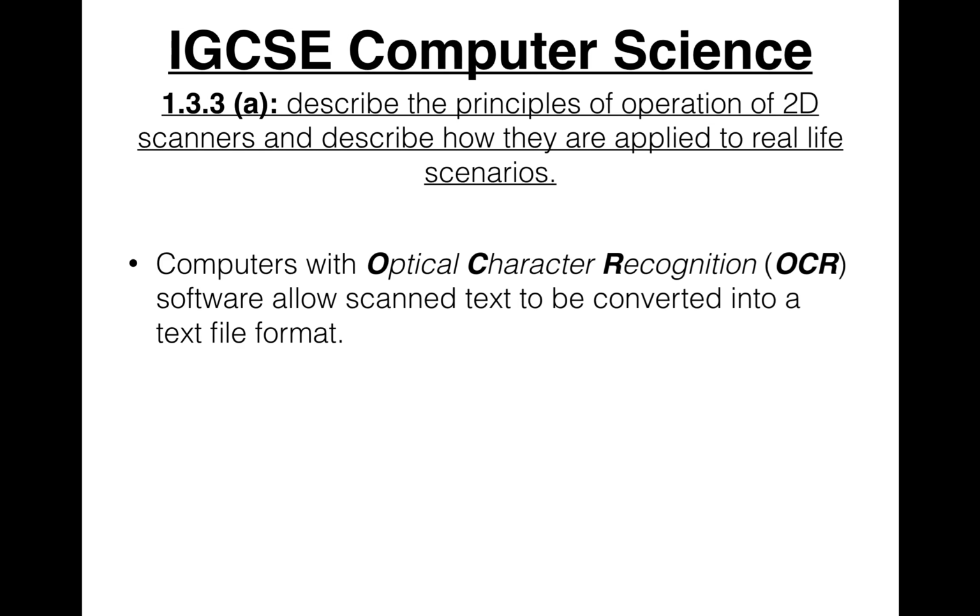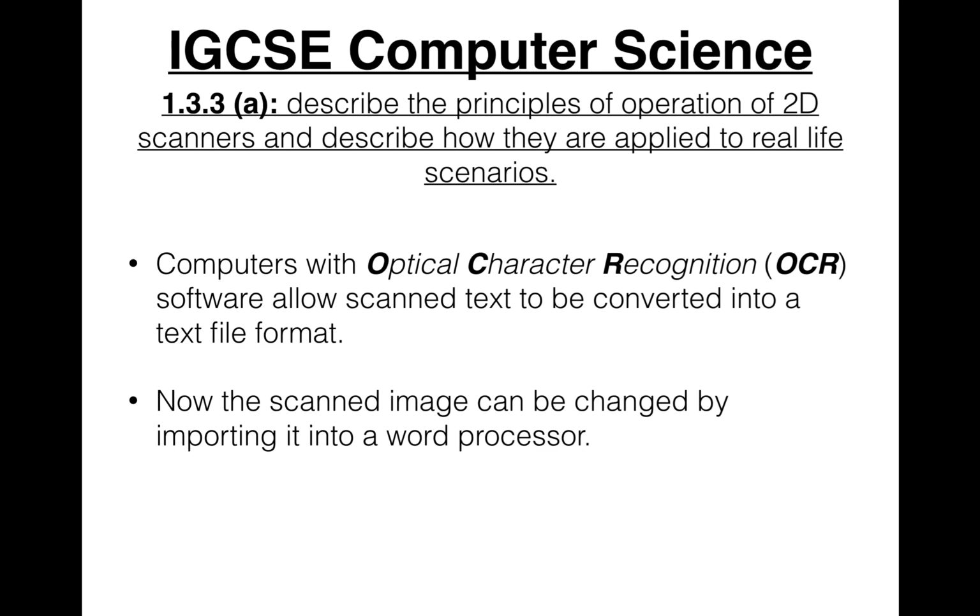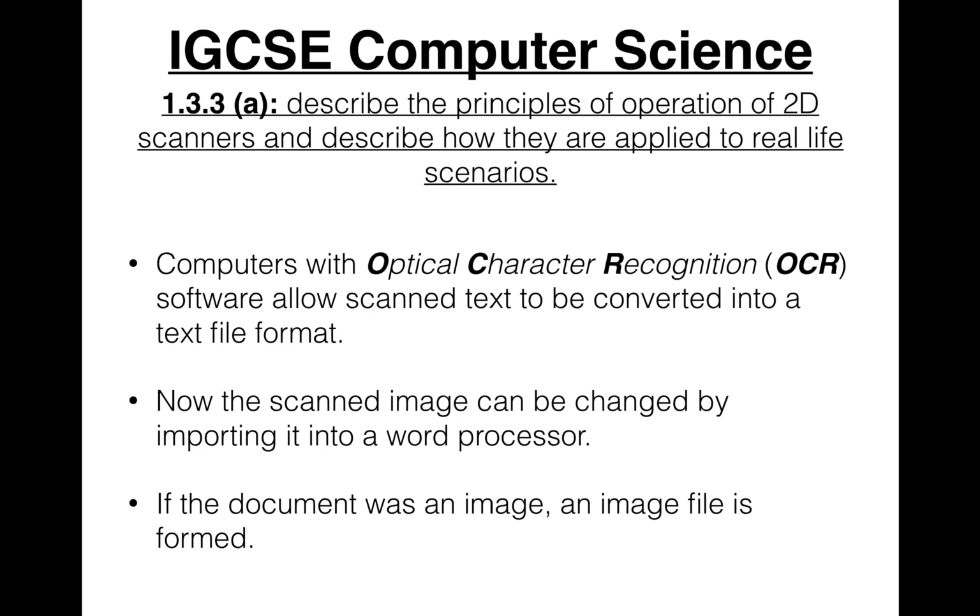Now, computers with OCR software allow scanned text to be converted into a text file format. So basically, if it's a page from a book that you scan, then OCR can look for these letters in the scan or the file, and then you can use it to, for example, change or copy text. It's quite useful. So the scanned image can now be changed by importing it into a word processor, if the document is in an image file format, such as a JPEG file.